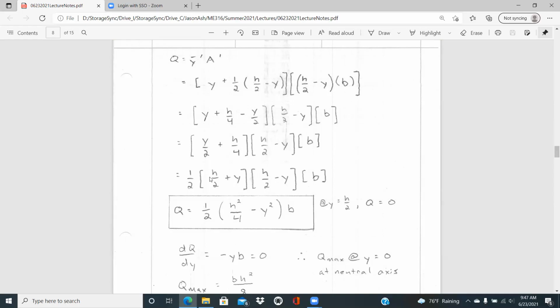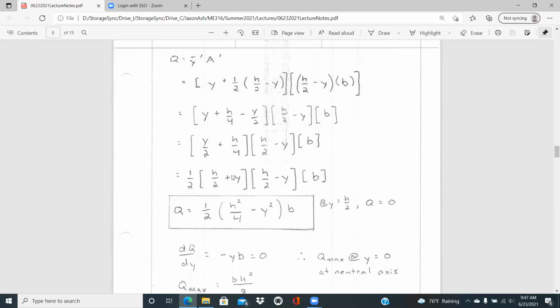And then we can pull a half out of all that, the first expression that we have there. So we'd have a half, and I then moved the h over 4 first, so we have h over 2 plus y then. And so that half was just pulled out of that first one. And then we have positive h over 2 plus y times positive h over 2 minus y.